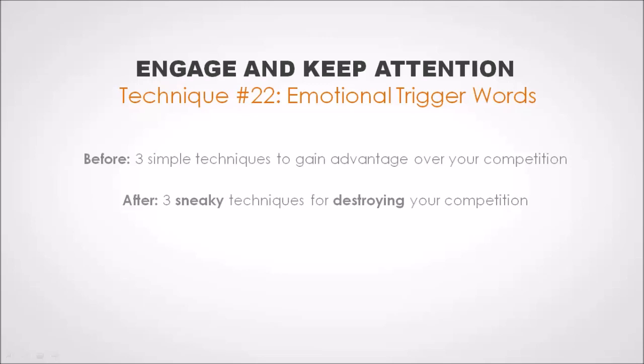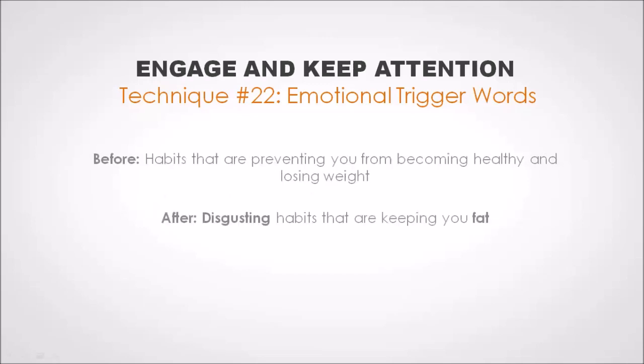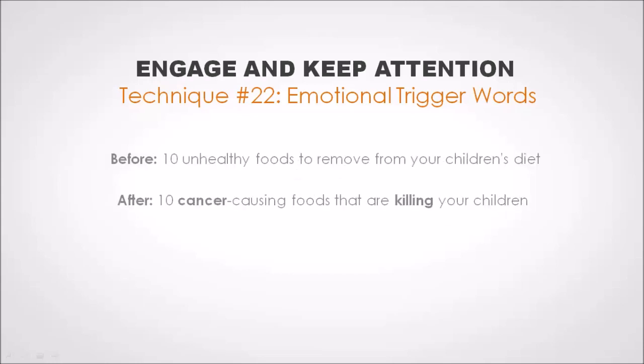Before, 3 simple techniques to gain advantage over your competition. After, 3 sneaky techniques for destroying your competition. Before, habits that are preventing you from being healthy and losing weight. After, disgusting habits that are keeping you fat. Before, 10 healthy foods to remove from your children's diet. After, 10 cancer-causing foods that are killing your children. As you can see, the difference is profound. When you can switch out these everyday boring average words with emotional trigger words, you get to make a big difference and have your headlines and your content a lot more hard-hitting.